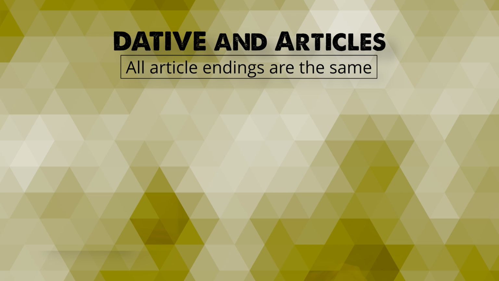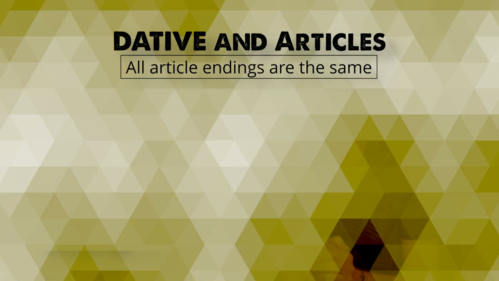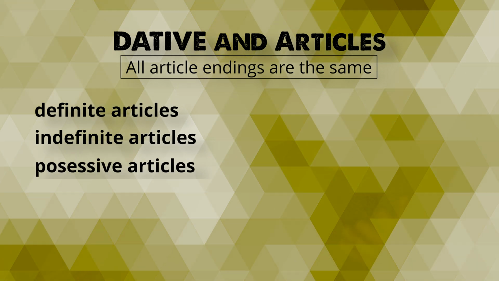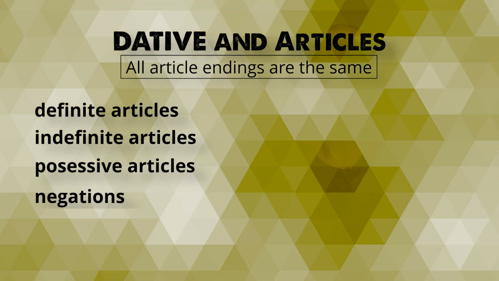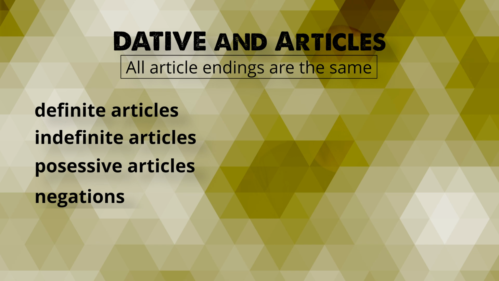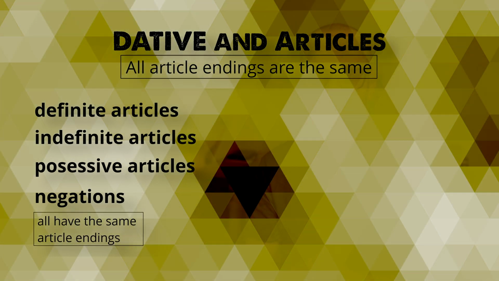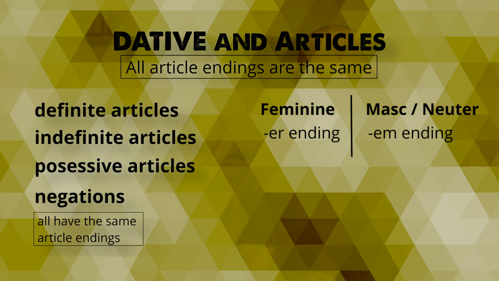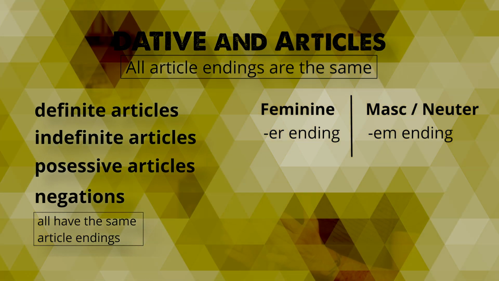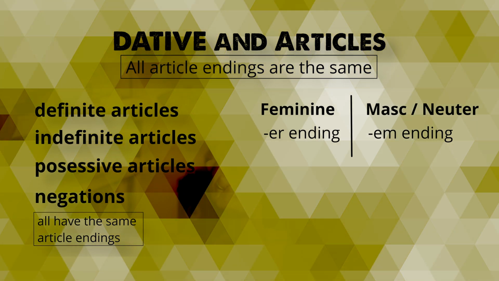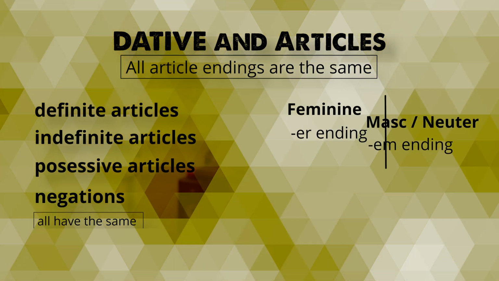In the dative, it doesn't really matter whether we're using the definite articles, the indefinite articles, the possessive articles, or even kein, our word for negating nouns. We use the same typical endings. All we do is make the distinction between feminine on the one hand or not feminine on the other. And it's always the case, as you can see from these examples.